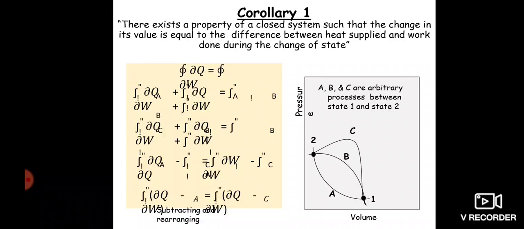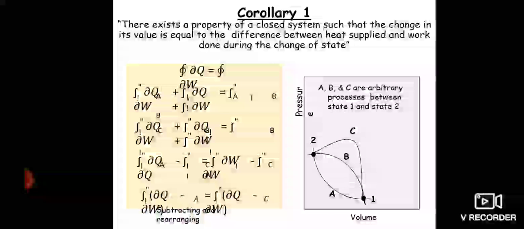Okay, so corollary 1, let us discuss it. There exists a property of a closed system such that the change in its value is equal to the difference between the heat supplied and the work done during the change of state. Okay, so on a pressure and volume graph, from 1 to 2 there is a process, and 1 to 2 we can go through the C path, 1C2, and 1B2. Also 1 to 2 we can go through 1A2. Okay, there are 3 paths.